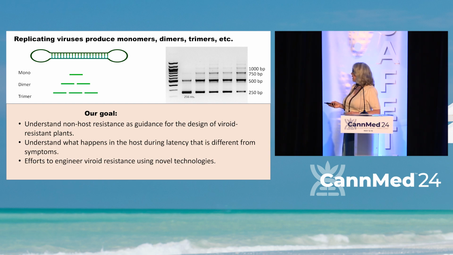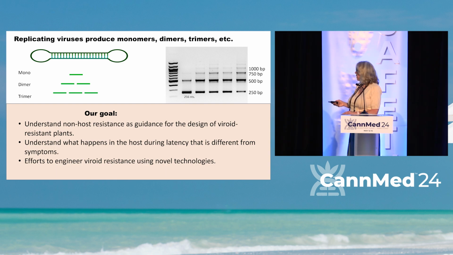So our major goal right now, some of the things we're interested in, is understanding non-host resistance as a guidance for design of viroid-resistant plants. We're looking at screening germplasms to identify germplasms that may not be susceptible to hop latent viroid, that would be non-host, and compare them and perform crosses with very susceptible plants and see if we can understand the genetic basis of resistance.